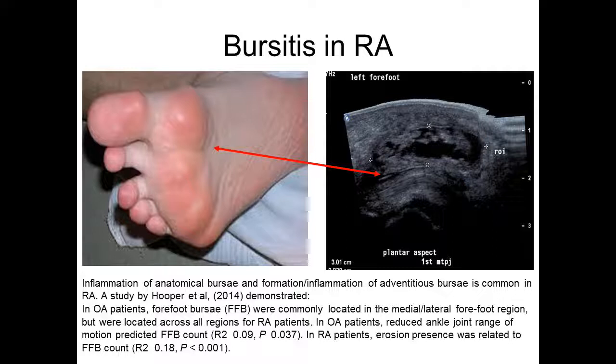So again, these can present anywhere throughout the body in relation to rheumatoid arthritis and within the foot. So that might be at the plantar aspect of the metatarsal head, intermetatarsally, at the retrocalcaneal bursa, wherever that might be, and it can be a real source of pain, discomfort, and ultimately severely impact on function and quality of life, particularly if the foot is involved.